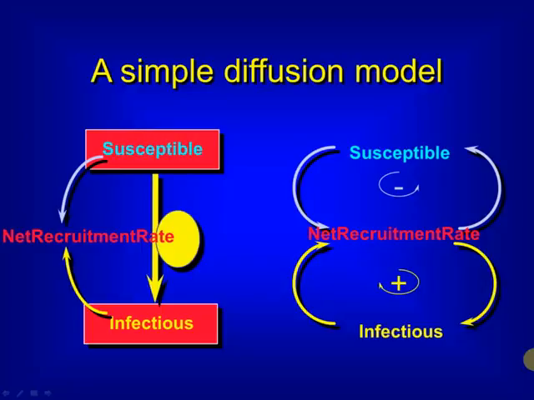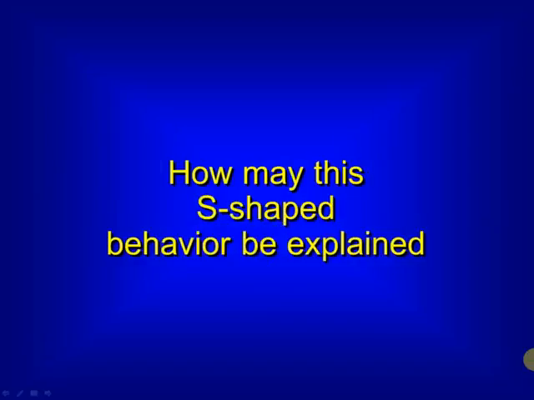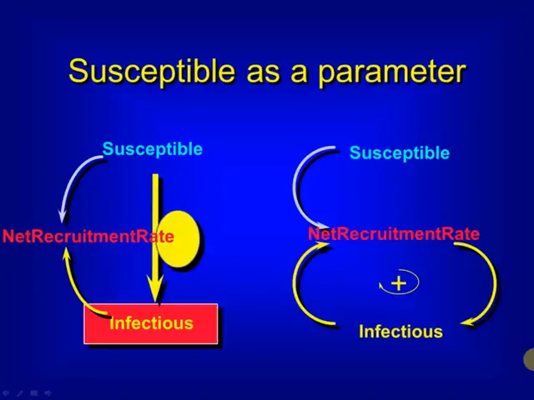So it's a super simple model that you probably all have been working with. It creates the kind of S-shaped growth or decay that you see here in infectious and susceptibles. And the question is, how may this S-shaped behavior be explained? Now, for a second, let us assume that the number of susceptibles is constant. You could think of that as a market where new people are coming into the market at the rate of people being converted, recruited. That's unrealistic, but let's just keep that thought for a second.